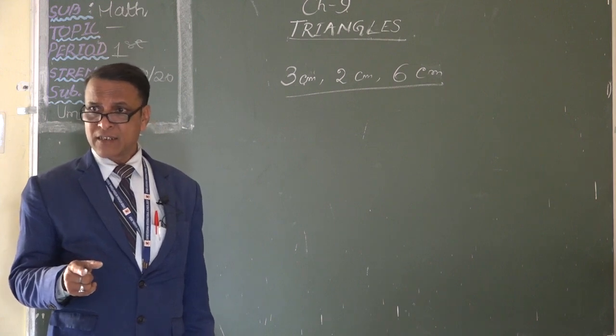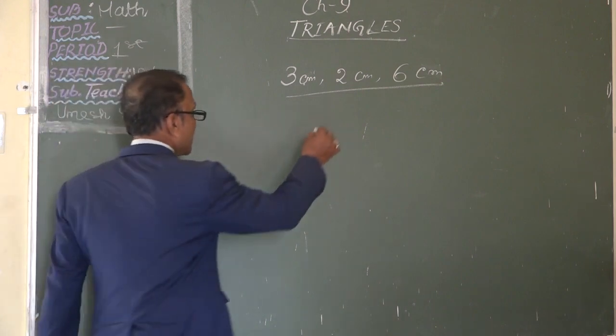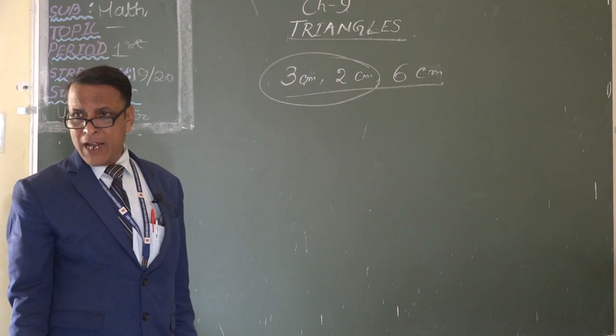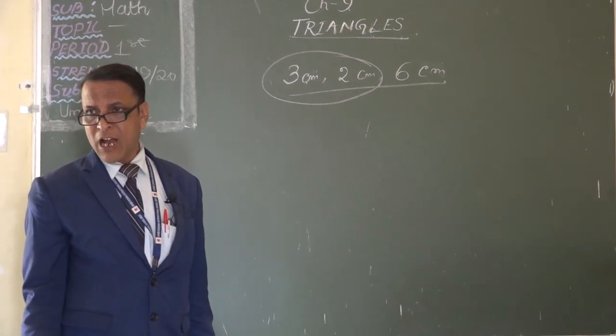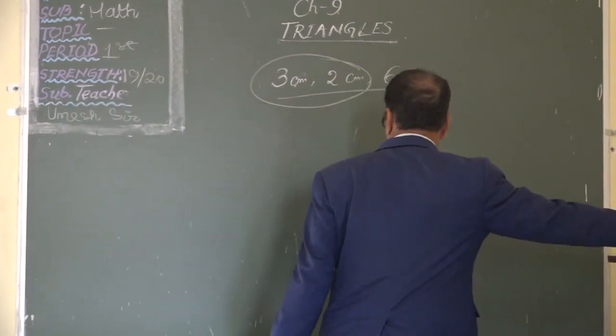Saraswat, yes. You are not listening and simply you are saying. I said this plus this, 3 plus 2, it is equal to 5. It is less than 6. So how is it possible? So it is not possible.